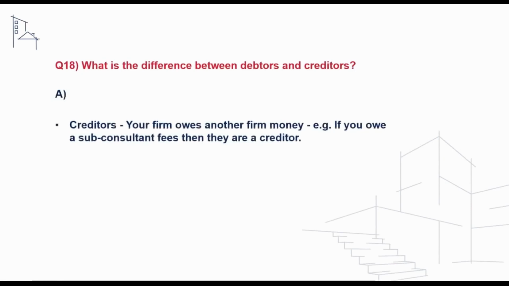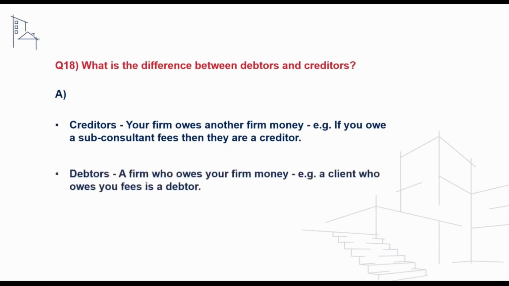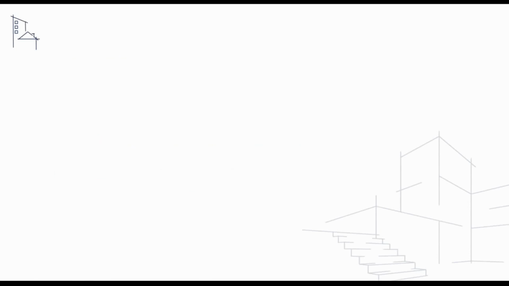We may also be asked a question on the difference between debtors and creditors. And to address this, we can say that first of all, creditors are entities or businesses that your firm owes money to. For example, if a subconsultant's fees are still outstanding, then they would be a creditor of your firm. Whereas debtors are entities that owe money to your own firm. For example, if a client has an outstanding balance of fees that still needs to be paid, then that client would be a debtor.